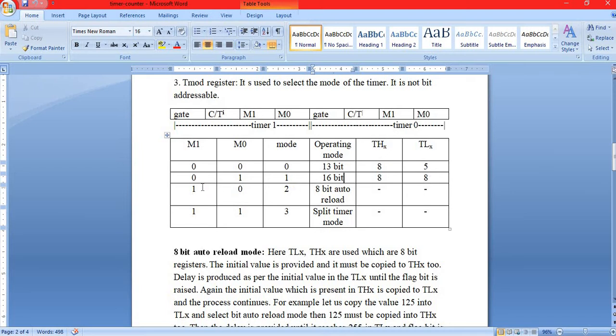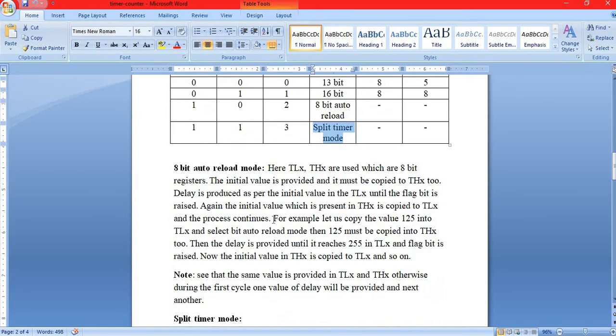When M1 and M0 are 1 and 0 respectively, it is considered mode 2, which is an 8-bit auto reload mode. And when M1 and M0 are 1 and 1 respectively, it is considered mode 3, which is a split timer mode. Now we will take a look at 8-bit auto reload mode and split timer mode.